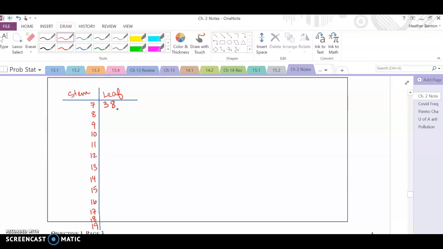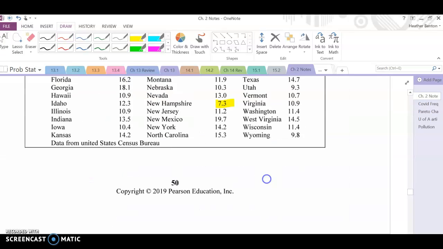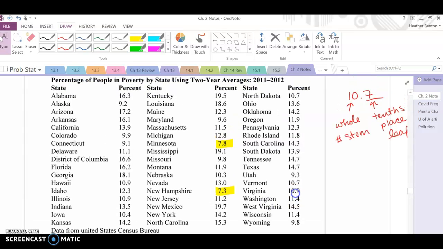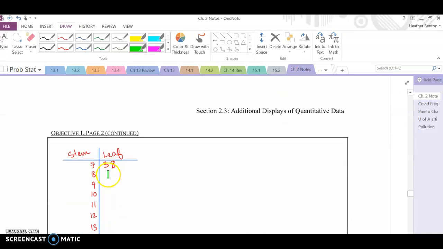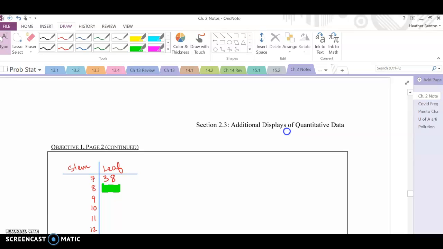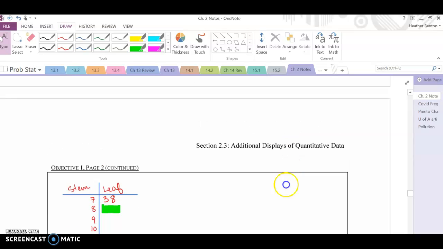Okay, and then you're going to go through and do this for all of them. So next you'll do 8. So I'm looking for any numbers that start with an 8. And I don't think there are any, so we'll just skip that. We won't write anything right here. We'll just leave that blank. Okay, now we're looking for 9s.